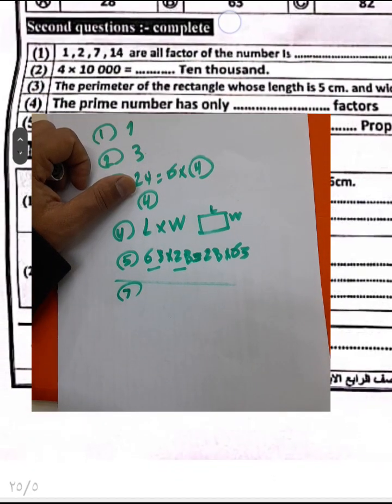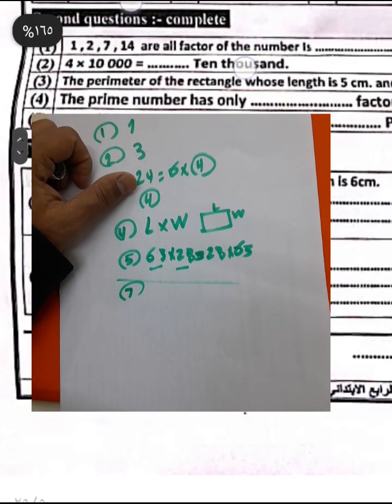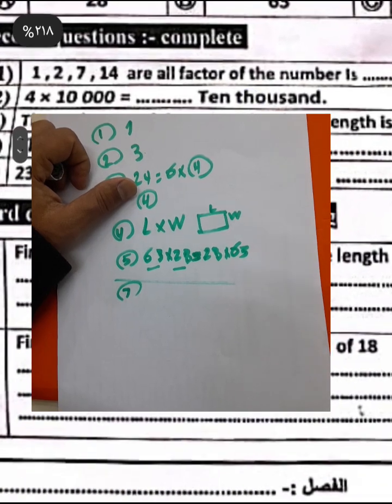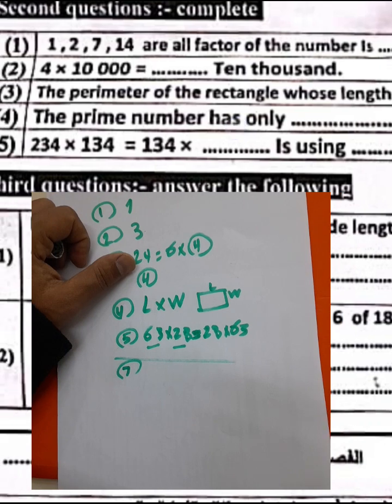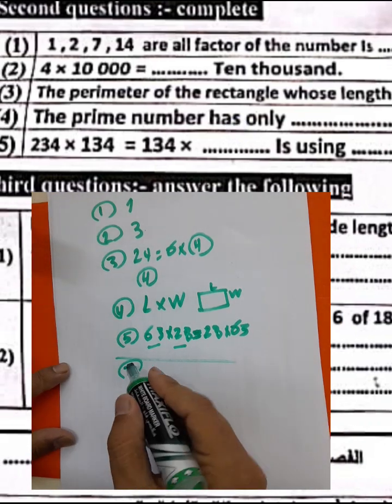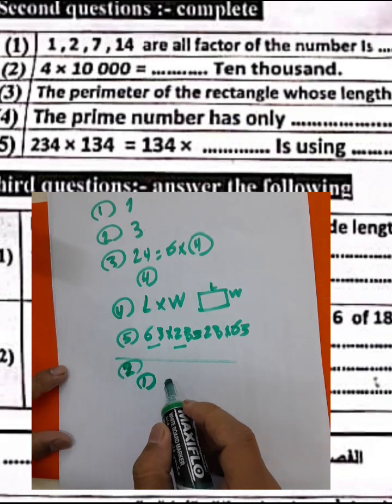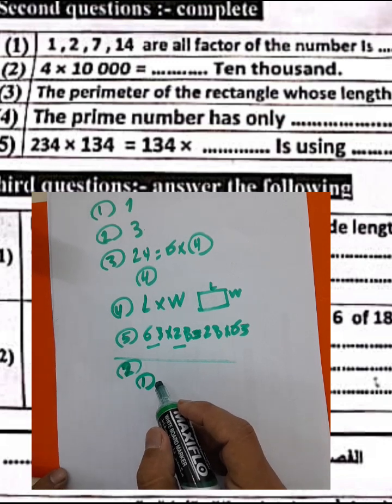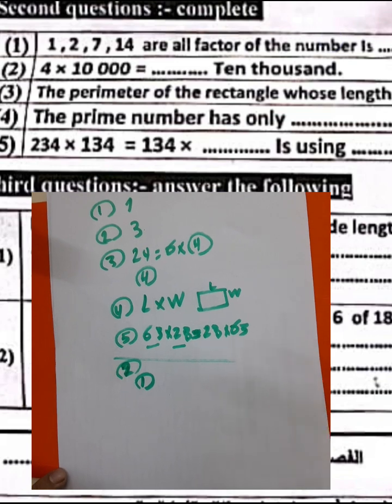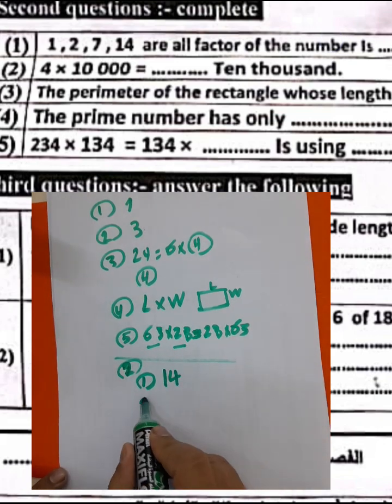Now the second question. 1, 2, 7, 14 are factors of the number 14, because 14 can be divided by 7 and 2 and 1. Then for question number 2, choose question number 2, complete. 1, 2, 7, 14 are factors of the number what? Factors of the number 14.